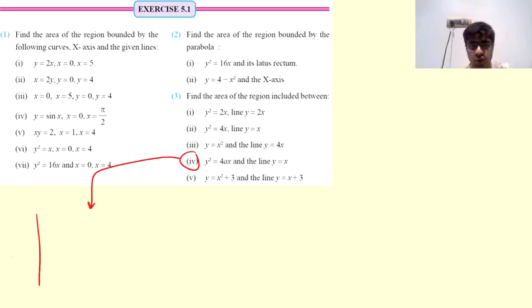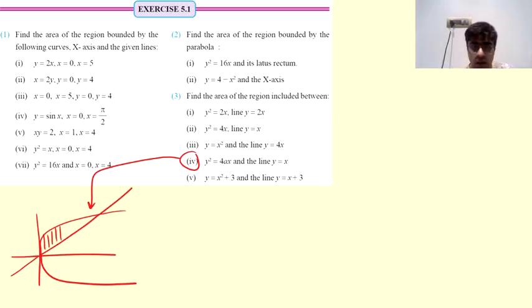Y square is equal to 4ax. It's again a parabola that looks like this. And y equal to x. So y equal to x will be a line looking like this. It's again the same area that we require. This is y square equal to 4ax. That's the line y equal to x.